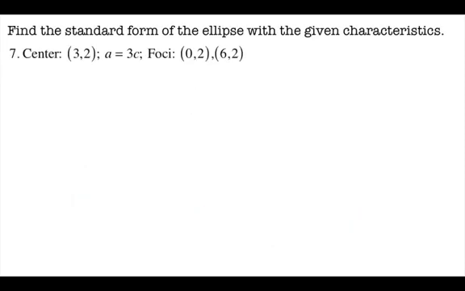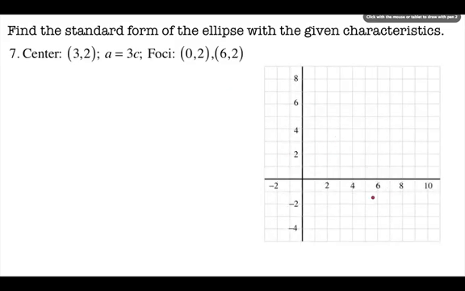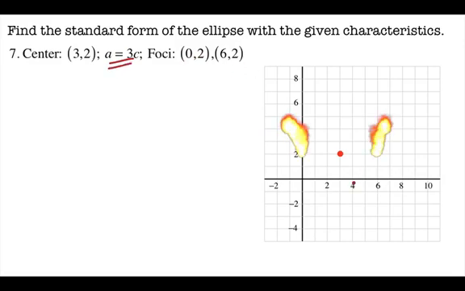So here's number 7. Different directions. It says find the standard form of the ellipse with the given characteristics. Notice that we're no longer at the origin. They give you the center, some information about A and C, and also where the foci can be found on the graph. So I'll go ahead and come up with a coordinate plane, graph the center. I'm also going to graph the foci.